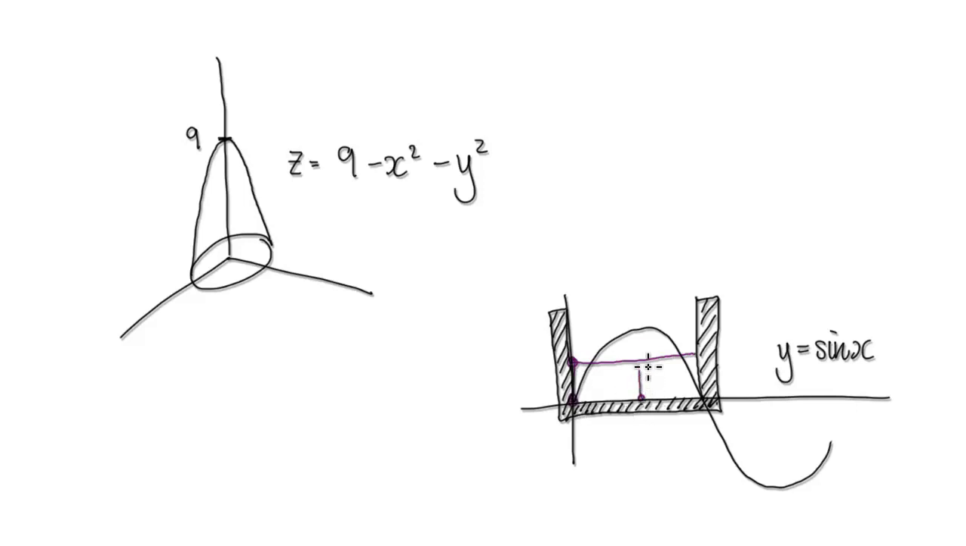So here you can see that the height is high here, but then the height here is low. The height here is high, the height here is low. It turns out the average height is the one that's in the middle.